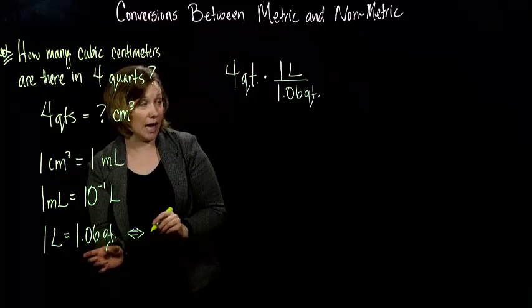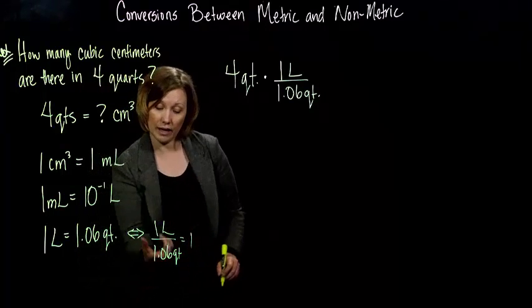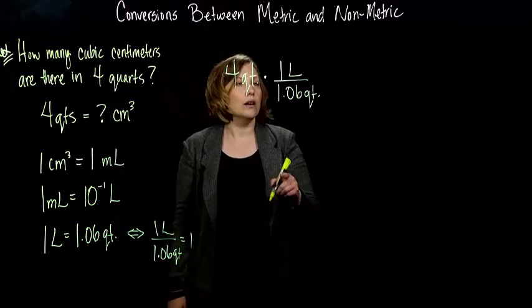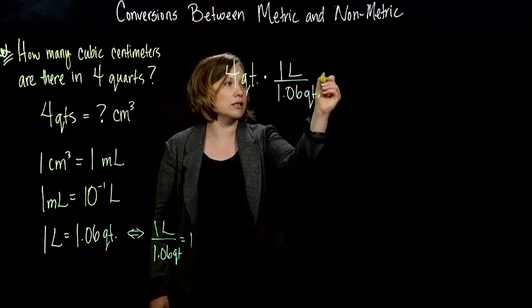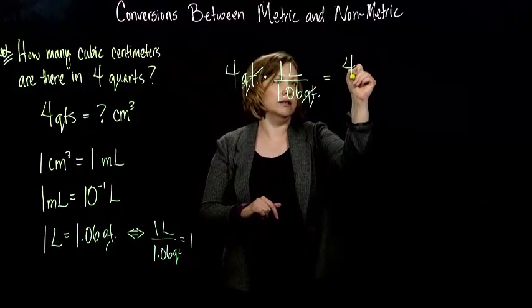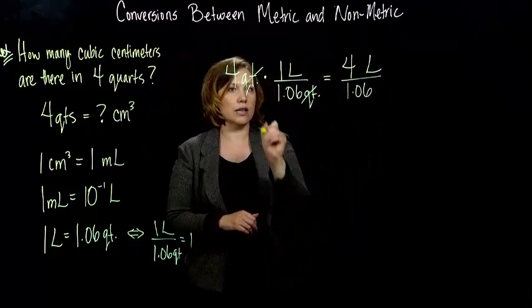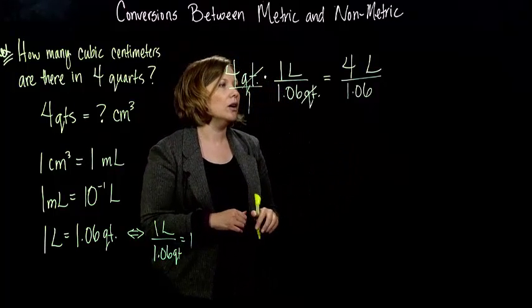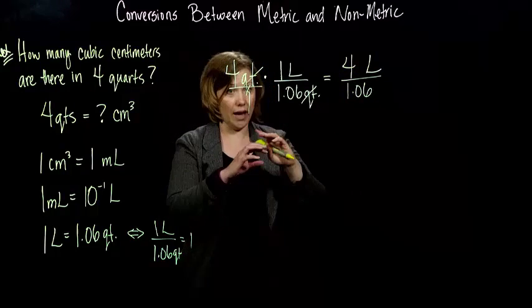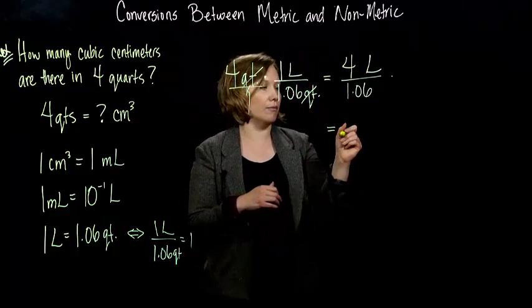So again, we could divide on both sides by 1.06 quarts, and we get a fraction that's equivalent to 1. It's a little weird to think about because they're units, but it's still equivalent to 1. All right, so I can multiply this together, and that's going to give me liters. Okay, so my quarts are going to cancel, and I get 4 liters over 1.06. My quarts canceled out, just like I wanted. You could write this over 1 if that helps you deal with the fractions a little bit better. All right, so I want a number here. So I'm going to divide 4 by 1.06 so I can just get 1 nice number. And if I do that, what do I end up with? It's a really ugly decimal.